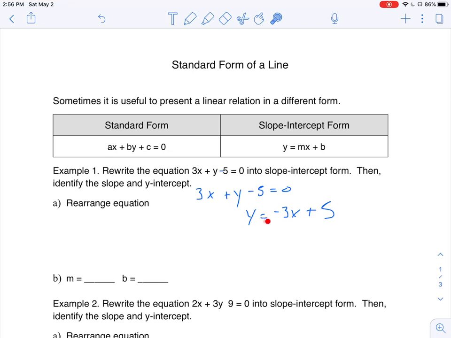Now you'll notice that the equation of a line is in slope-intercept form, y equals mx plus b. So if I'm going to then state my slope and my y-intercept, well, my slope is negative 3, and my y-intercept is positive 5. So that would be what rearranging the formula from standard form into slope-intercept form would look like.